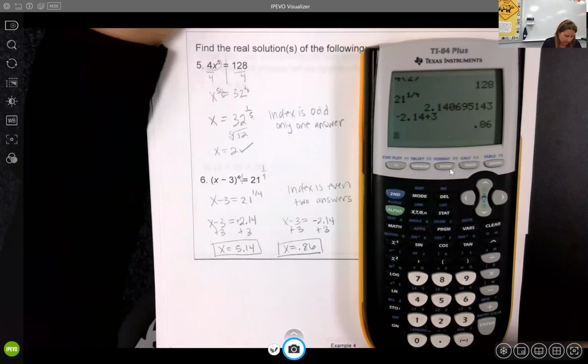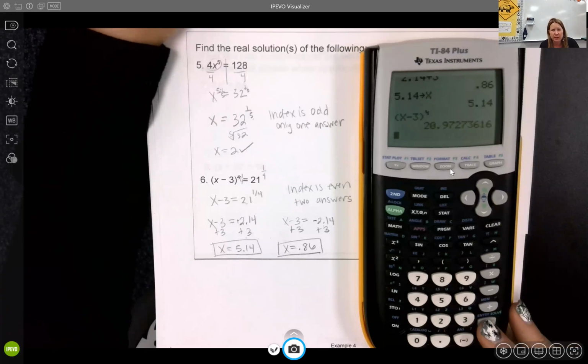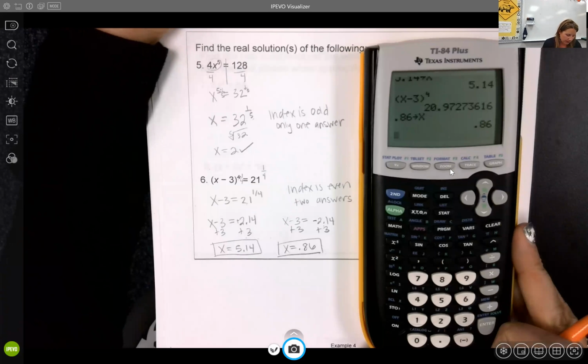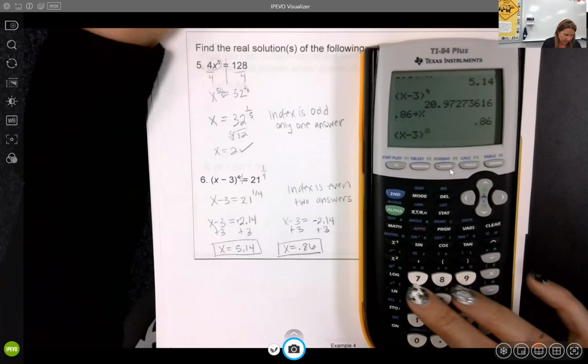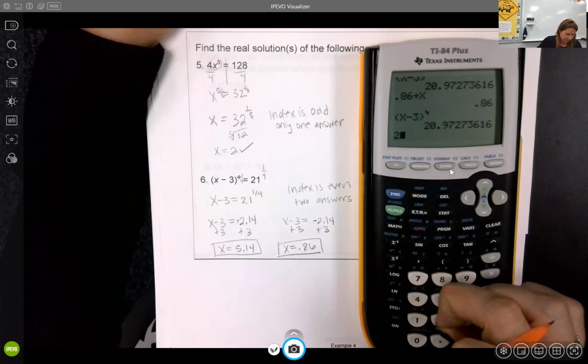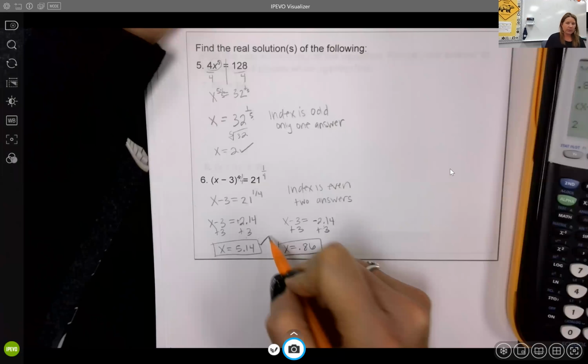So if I put 5.14 in place of x, and I type in x minus 3 to the 4th power, I should get 21 or very close to it. Okay, good. So 21. And then the other one was 0.86. I'm going to store x. And then I'm going to do the same thing, x minus 3 to the 4th power. Now, you'll notice that it's given you 21 both ways, right? So this worked for both of those solutions.